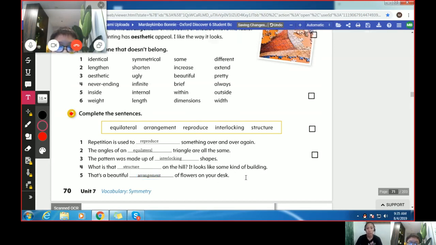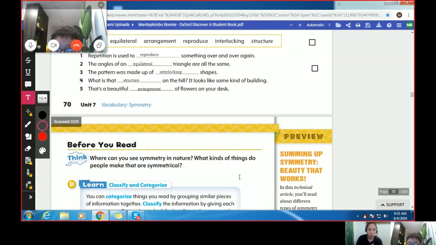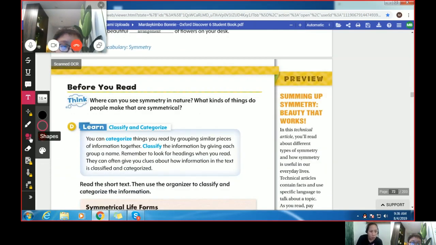Now I want you to read sentences 1 up to 5. Repetition is used to reproduce something over and over again. The angles of an equilateral triangle are all the same. The pattern was made up of interlocking shapes. What is that structure on the hill? It looks like some kind of building. That's a beautiful arrangement of flowers on your desk. Very good. Thanks, Peter. Now, before you read, I'd like you to answer this question.